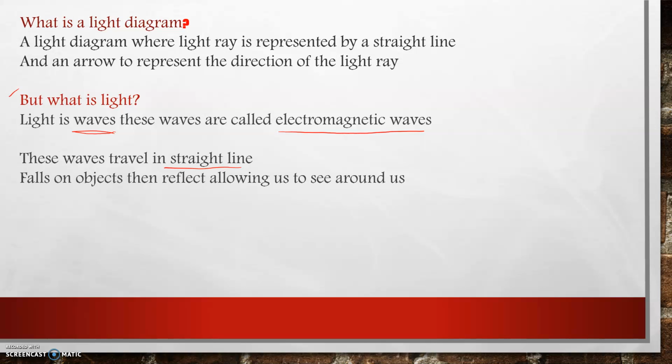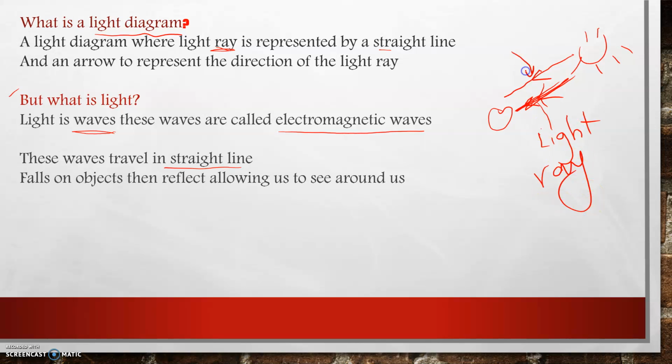Okay, do you remember that apple and the book and how we draw arrows to show that we can see things around us? This is called a light diagram. In a light diagram, light rays are represented by a straight line. So when we look at the apple, this is the source of light. When we draw that straight line, this line represents a light ray. And this arrow represents the direction of light. So a light diagram is a diagram that shows the ray of light by a line and the direction of light by an arrow. And again, light is electromagnetic waves that travel in a straight line.